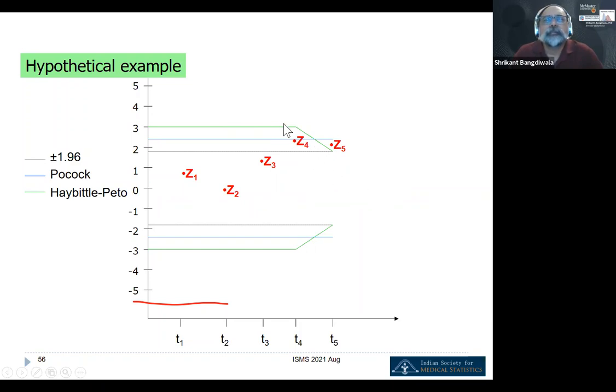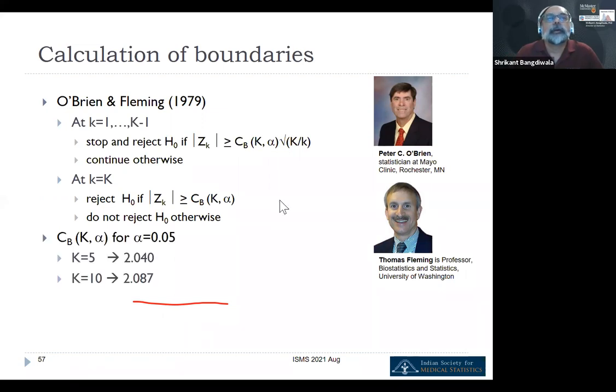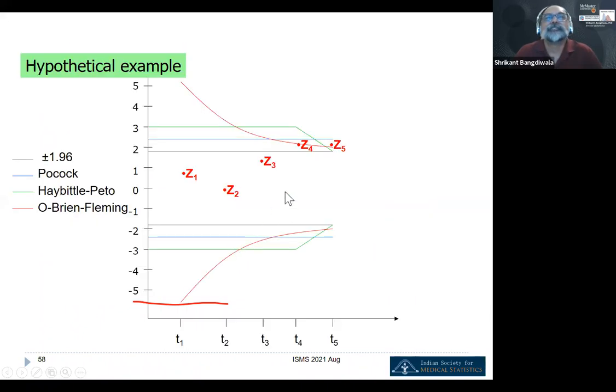The problem with Haybittle-Peto is people said, well, you really are making it so difficult to stop even closer to the end when you have a lot of data. You're not likely to stop. So why do you even have this thing, right? So in 1979, we had O'Brien and Fleming, who came up with the idea that we should have these boundaries dependent on which look we're at. So it should be a decreasing, sort of smooth boundary. And the final one for them is 2.04, so that 2.05 would have been significant, just barely.